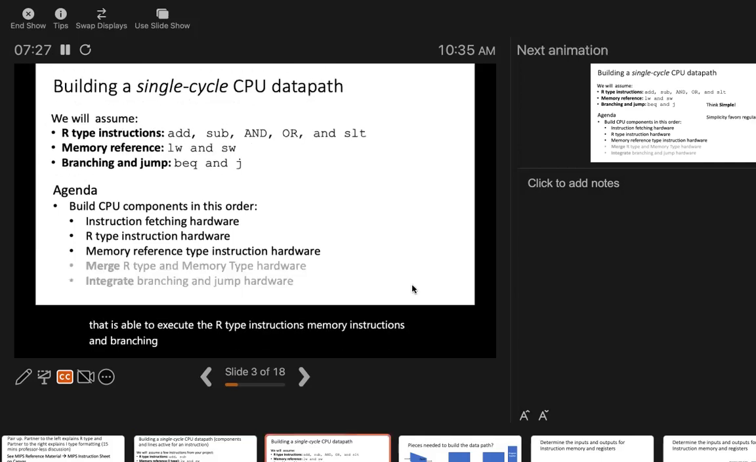Now, for today's class, we're only going to focus on R type and the memory type instructions. We are going to build our hardware just for that.